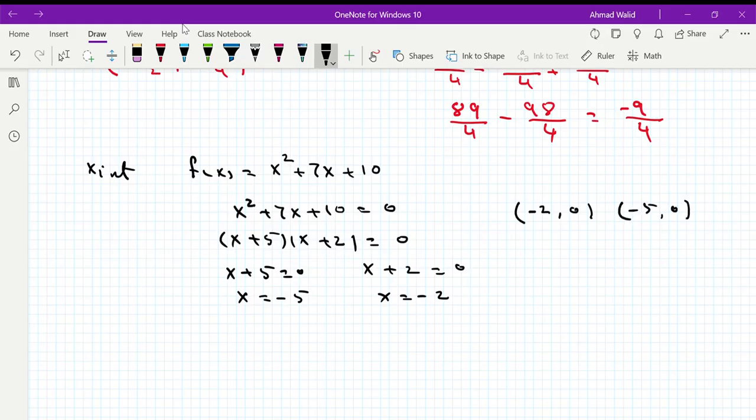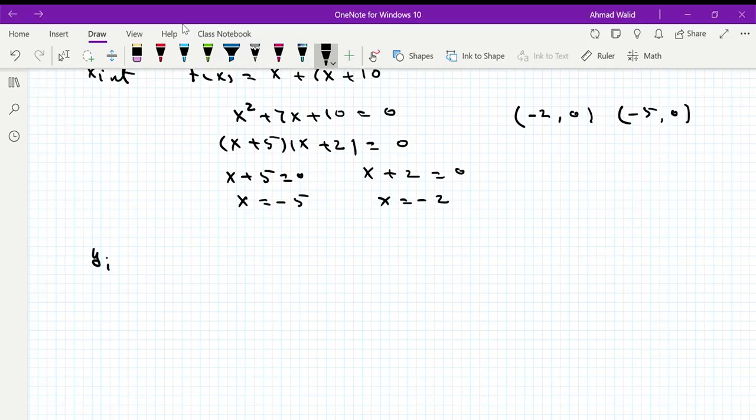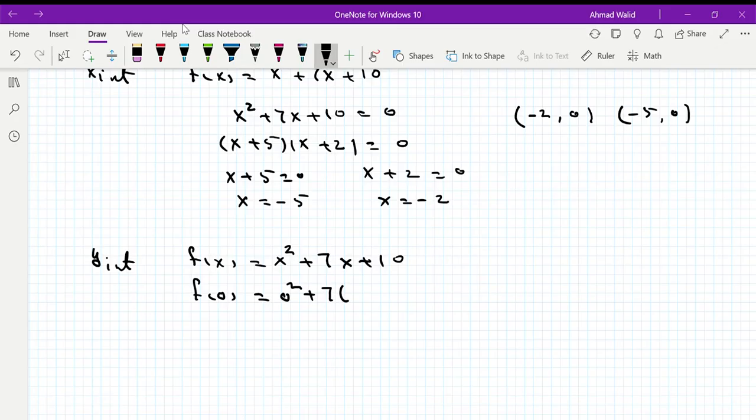These are your x-intercepts. Same way, y-intercept. To find the y-intercept, again, your function is f of x equals x squared plus 7x plus 10. Look for the f of 0. It means 0 squared plus 7 times 0 plus 10. These two cancel out. F of 0 equals 10. It means your y-intercept is at 0, comma 10. Now you have all 4 points. Easily you can graph your function. Correct?